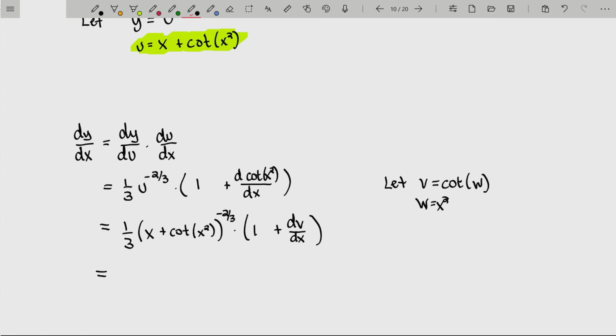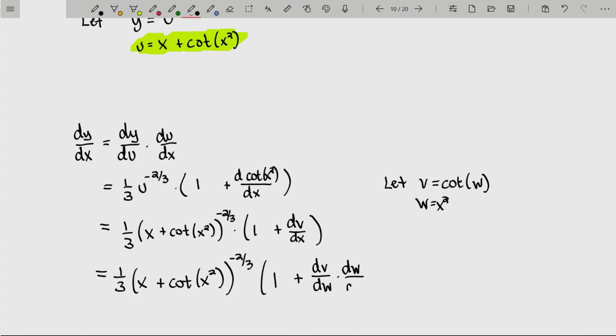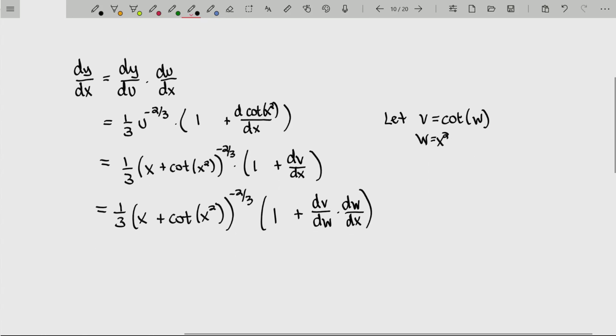However, the derivative of v with respect to x, let me finish writing all this stuff out, negative 2/3, is the same thing as the derivative of v with respect to w times the derivative of w with respect to x. Now here's where Leibniz notation really can fall apart. And so that's why I'm not always using Leibniz notation when I do the chain rule.